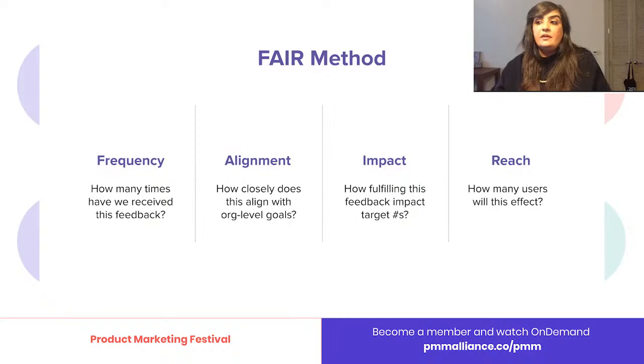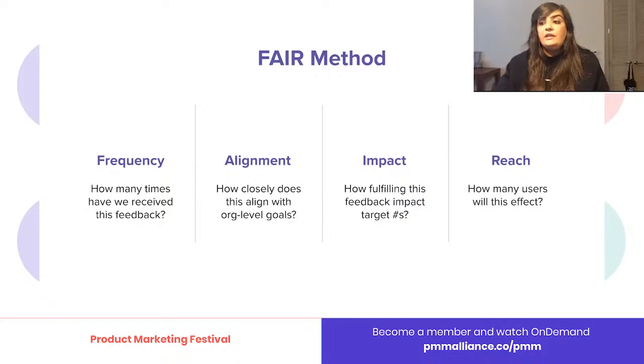I call it the FAIR method, and it takes into account frequency, which is the number of times we've received this feedback, alignment, which is how closely does this align with our current company and or team goals. And this is usually measured through percent. So 100% for high alignment, 50% for medium alignment, so on and so forth. Impact, which is how high or low does the fulfillment of this feedback affect revenue or other targets that we're focused on. This could be the number 3 for massive impact or 0.5 for low impact.